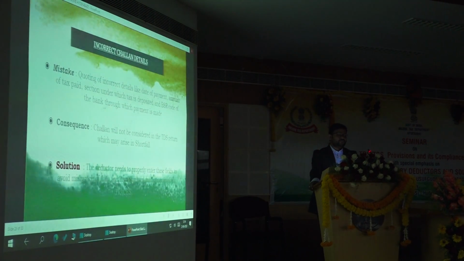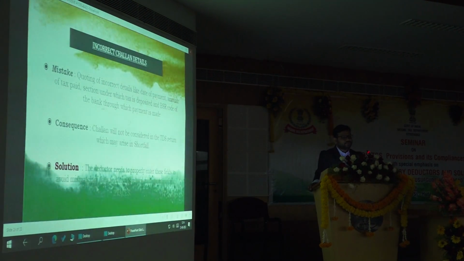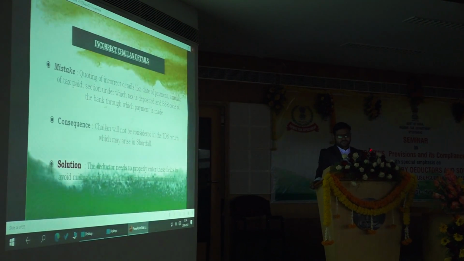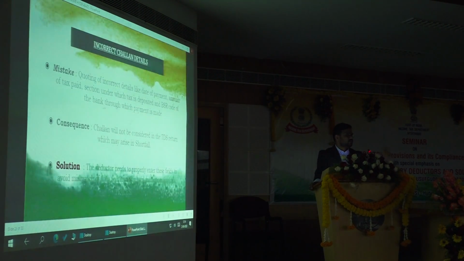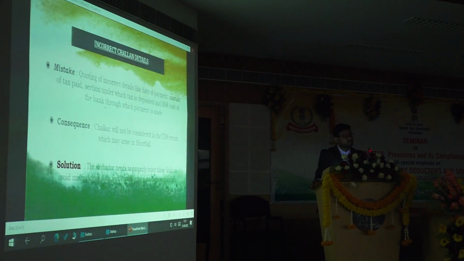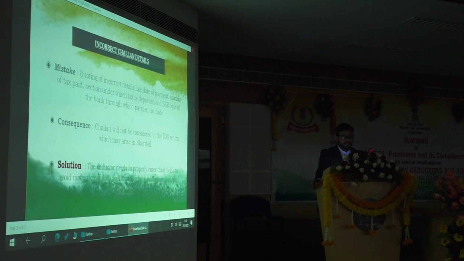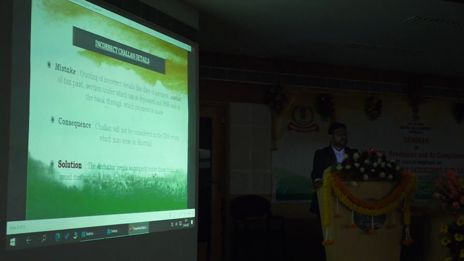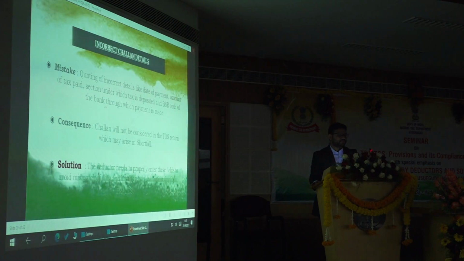Next, incorrect challan details. We pay, we deduct, and we remit also. But while filing the TDS return, because we are giving it to somebody who is a data entry operator or somebody else, in the process they may make mistakes in the date of payment, amount of tax paid, section under which it is paid, BSR code and other details. This will result in invalidation of such TDS. These challans will not be considered in your TDS return, which results in shortfall and raising of demand, which comes in the form of a notice to you.